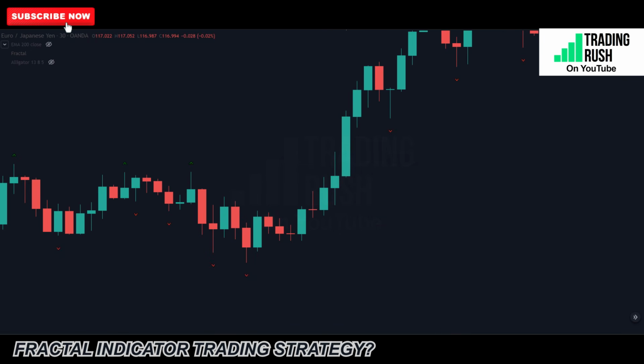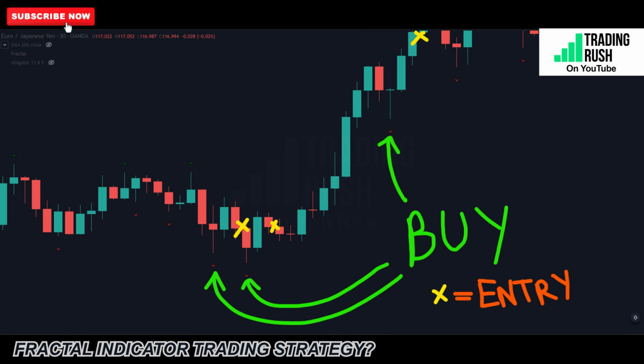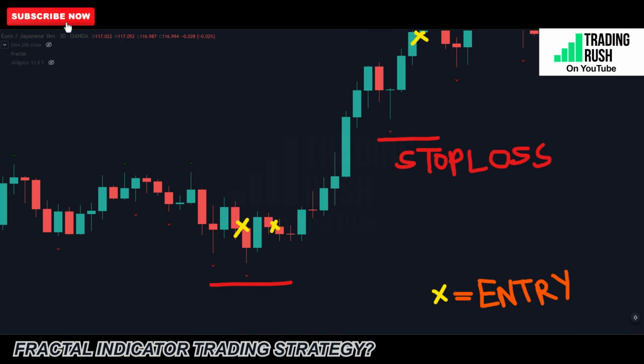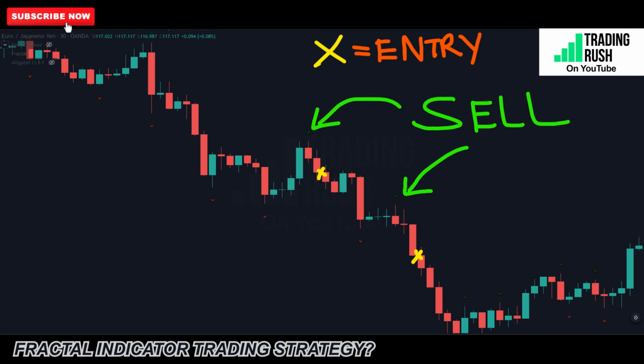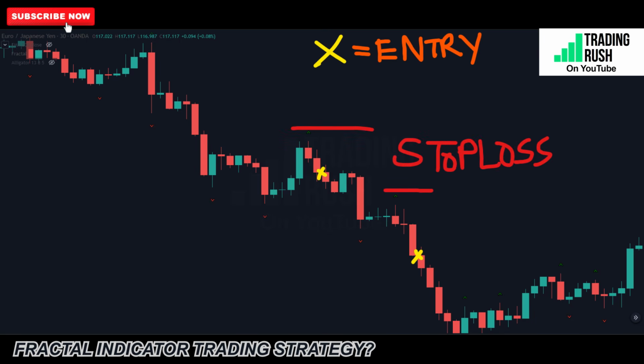So here's how the fractal indicator is used by many traders to find entry signals. When the red arrow pointing downwards appears below a candle, it is considered a buy signal. You can set the stop loss below the candle that is showing the arrow, because that candle is important according to the fractal indicator. Similarly, when the green arrow pointing upwards appears above a candle, it is considered a sell signal. You can set the stop loss above the candle that is showing the arrow, because that candle is important according to the fractal indicator.